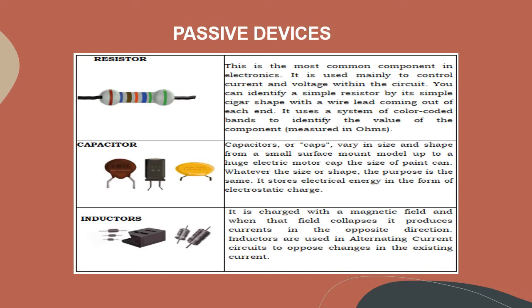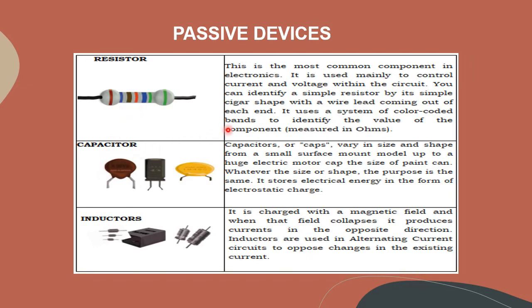So we have here examples of passive devices: the resistor, capacitor, and inductors. The resistor is the most common component in electronics. You can always find it once you open a circuit board. It is used mainly to control current and voltage within the circuit.